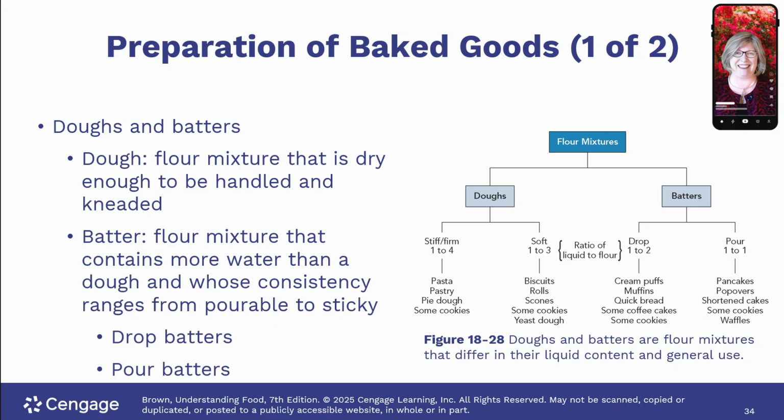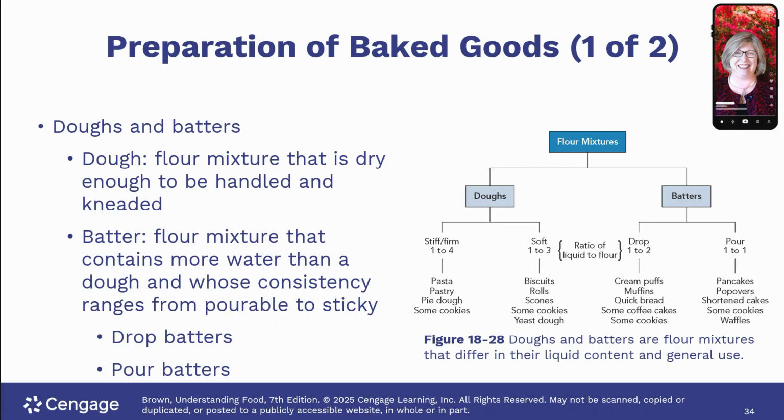Let's start with doughs. Let's talk about cups just to make it easy. 1 cup of liquid to 4 cups of flour would give you a stiff dough. This is used for pasta, pastry, pie doughs, some cookies, especially if you're using a cookie cutter. A soft dough would have the ratio of 1 cup of liquid to 3 cups of flour. Here you have biscuits, rolls, scones, some cookies, and yeast dough.